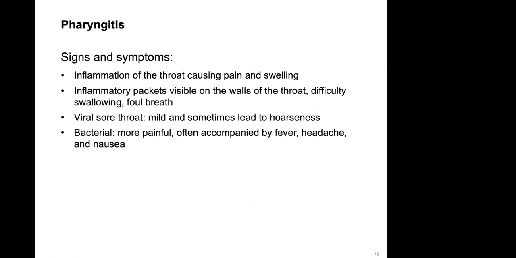Pharyngitis, something I have right now. Signs and symptoms: inflammation of the throat causing pain and swelling. Inflammatory packets can be visible on the walls of the throat, difficult swallowing, foul breath. That's very common if it's a bacterial infection. If it's viral, typically you'll have mild symptoms and sometimes hoarseness, but you won't have that plaque buildup on the back of the throat. Bacterial infections are much, much more painful, and oftentimes bacterial pharyngitis will be associated with headache, nausea, and a fever.